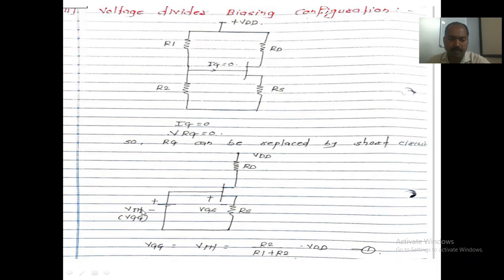What do you mean by VGG, or how should the analysis of the Thevenin's voltage be done? For the analysis, VGG or VTH is nothing but an equivalent voltage which should be coming with respect to R1 and R2. For that purpose we have to apply the voltage divider rule across it. So it is nothing but this resistance divided by total resistance into the applied voltage. So it is R2 divided by R1 plus R2 into the applied voltage, that is VDD. This should be VTH. This is equation number 1.